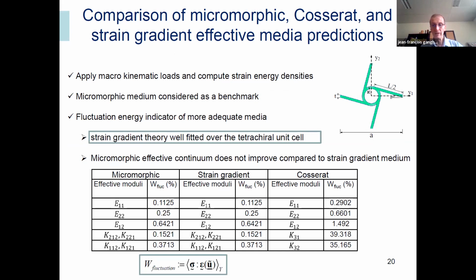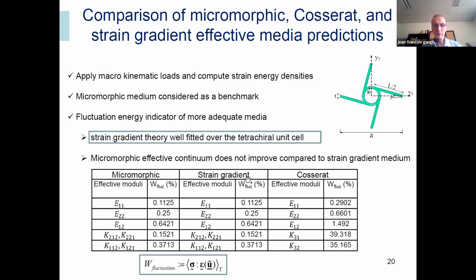So to provide some clue to this scientific issue, what I will do is to consider again this tetrachiral unit cell. I will compute its effective micromorphic, strain gradient and Cosserat moduli, and I will compare the fluctuation energy of these three effective media. So what I can see is that we know already that the micromorphic medium gives a very good description of it. We can see that Cosserat gives a poor description for bending. So Cosserat fluctuation energy has a very high contribution to the total energy.